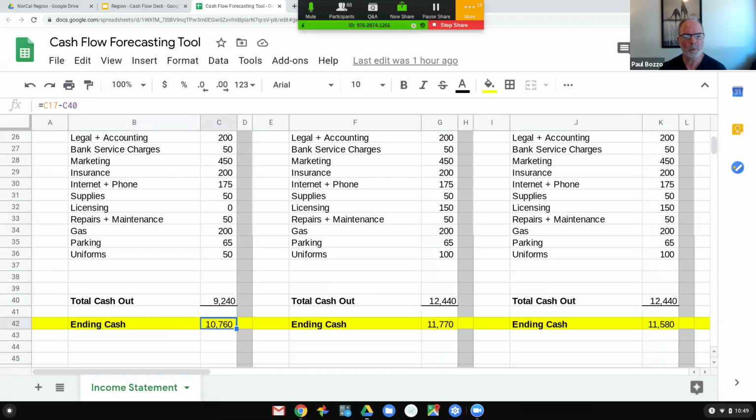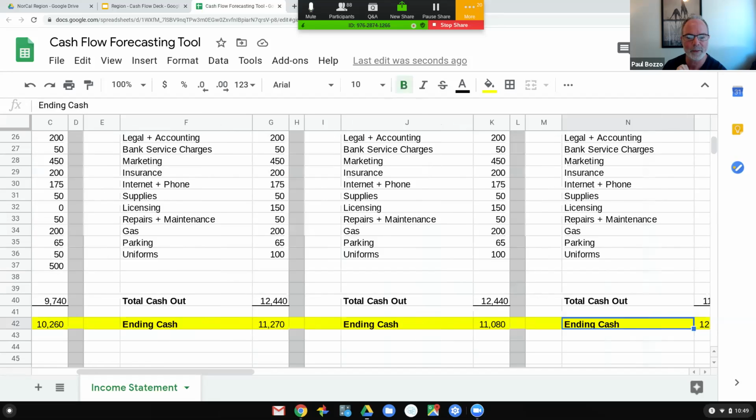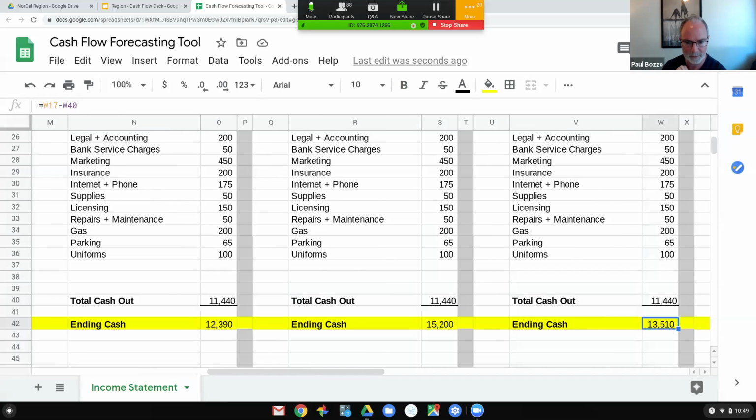And what's powerful about this model is, let me give you an example. Let's say that we find out that we've got to pay some permits, okay? So let's say that that's $500. I want you to watch what happens to cash out and ending cash. So as soon as I input that expense, total cash out went up and ending cash went down. And actually what happened is that change was affected every month all the way to the very last month.